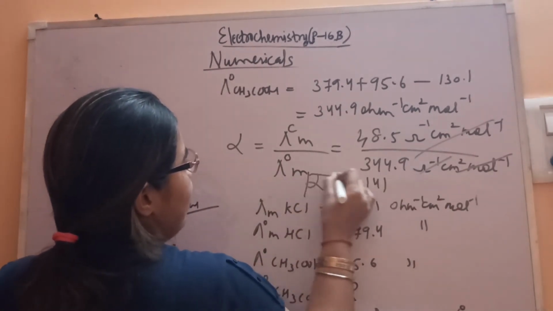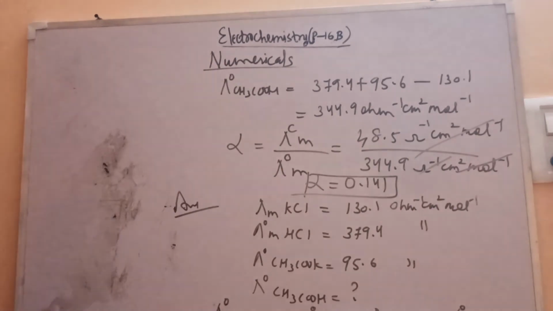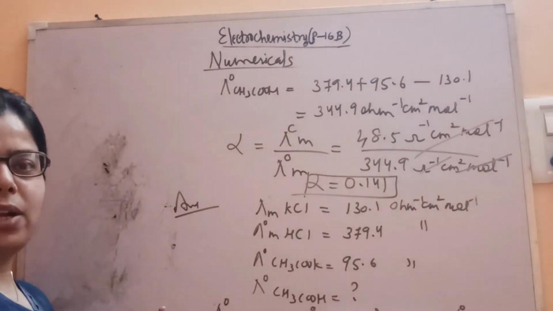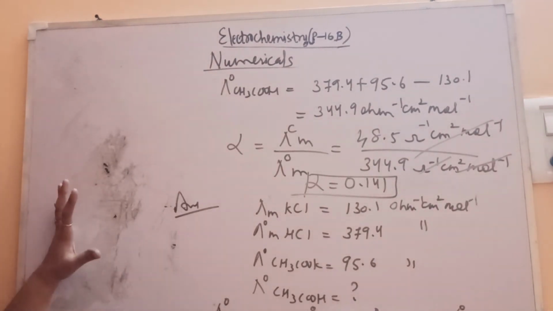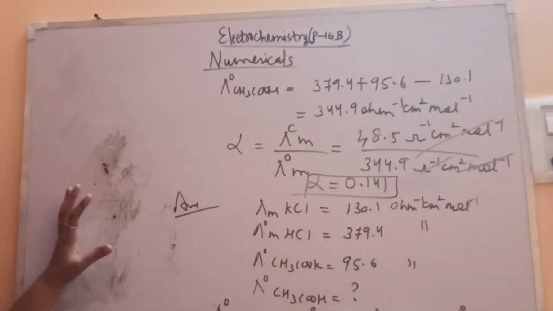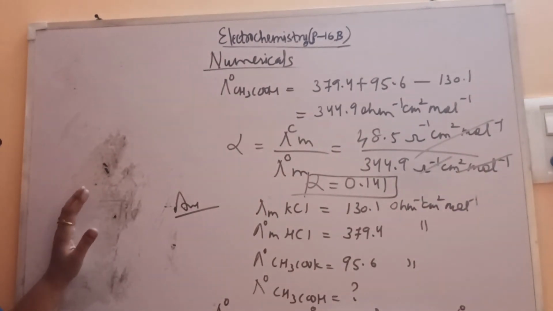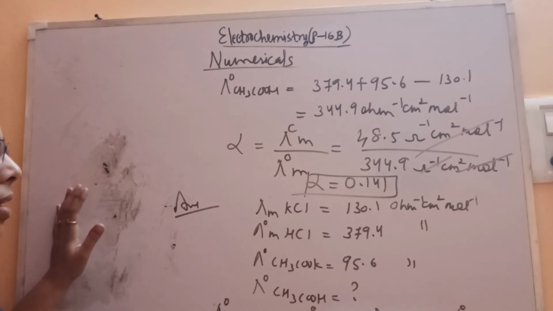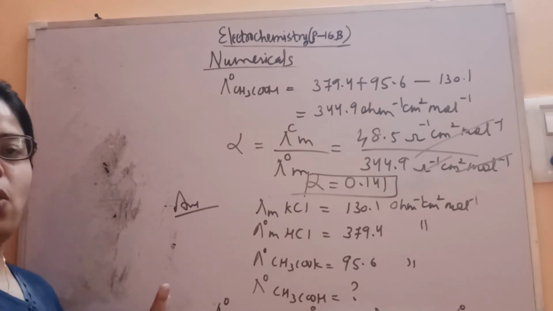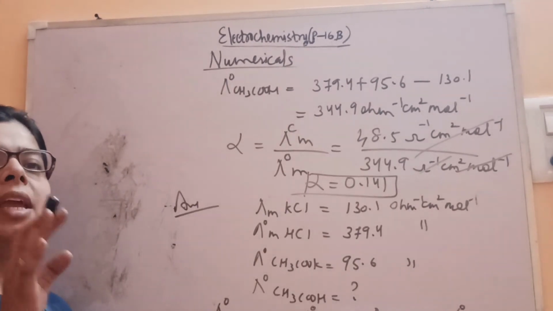0.141, which is less than 1, indicates that it's a weak electrolyte. As we already know, we are calculating for weak electrolyte. Fine. So this is the one sample of numerical that I have shown. Now you have to practice as many numericals as you can. So this is all about Kohlrausch law and the third part of electrochemistry.